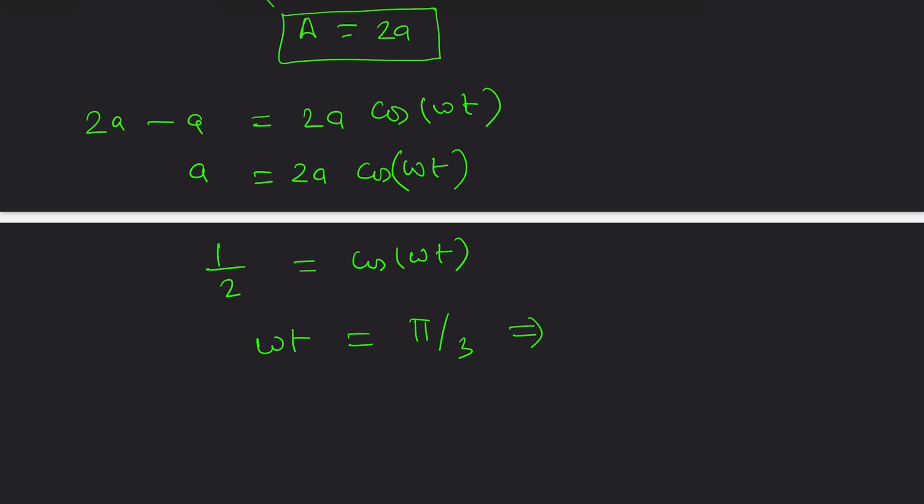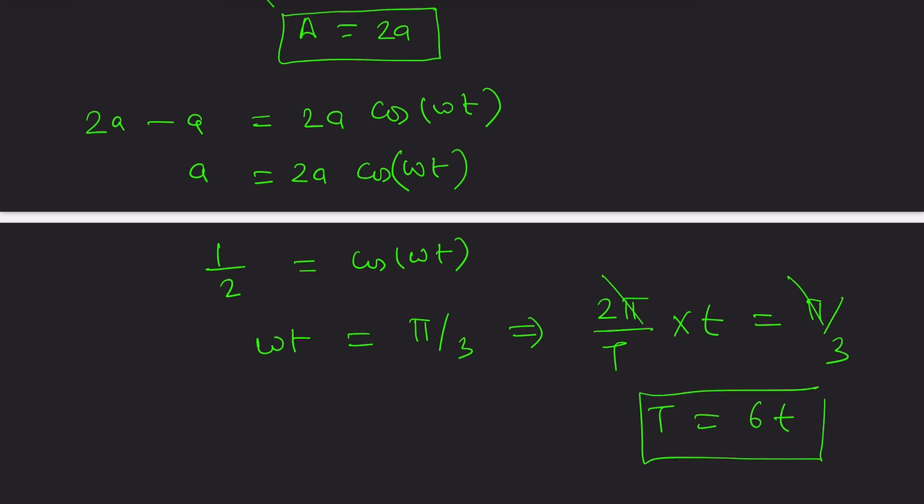So from here I can write 2π by T into small t = π by 3. The π cancels. So the time period will come out to be 6t. So the time period of the particle oscillation is going to be 6t. So that's it.